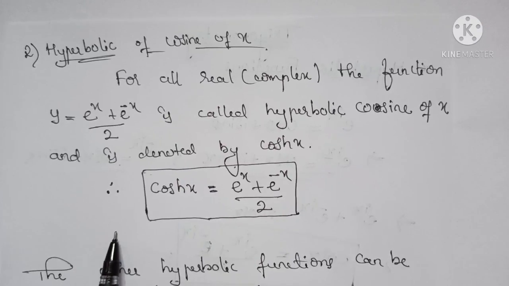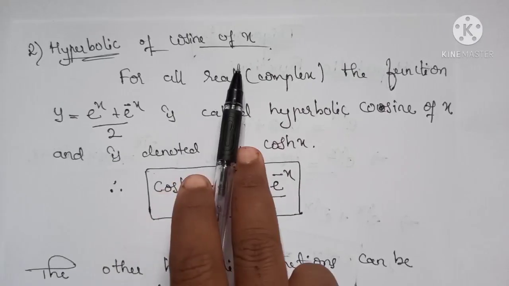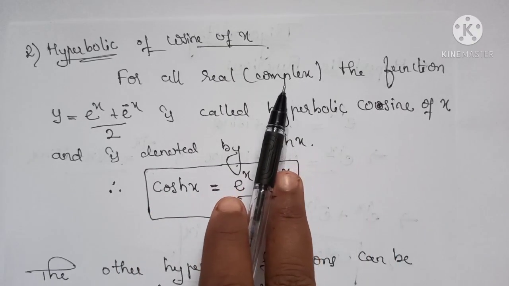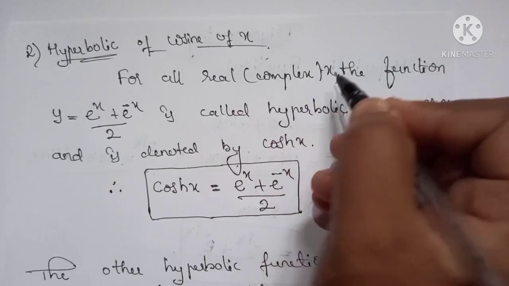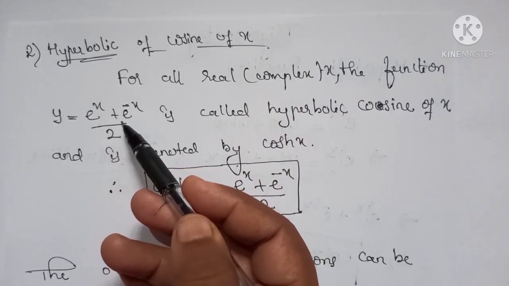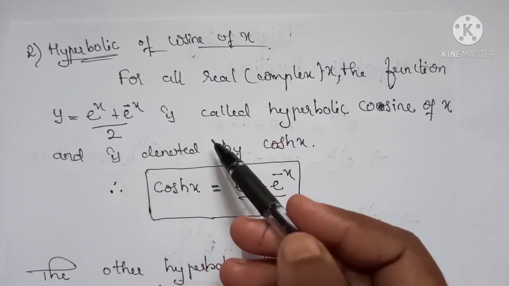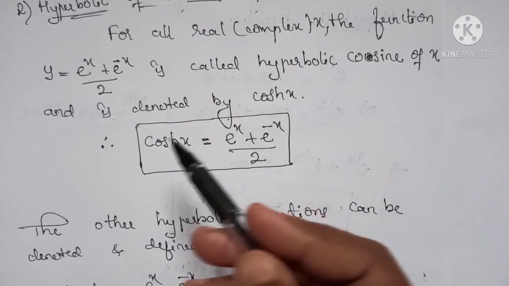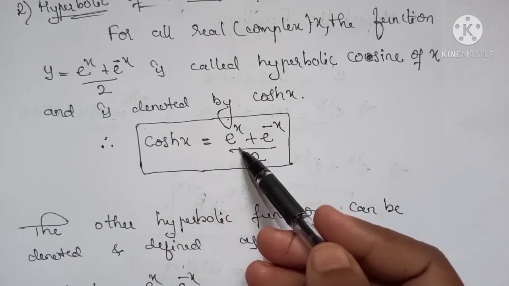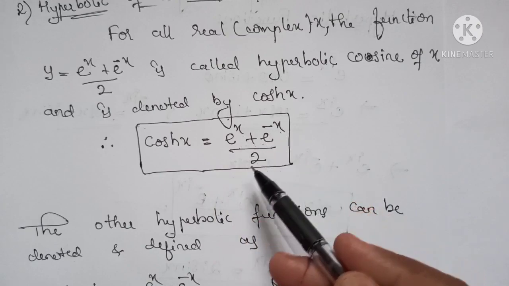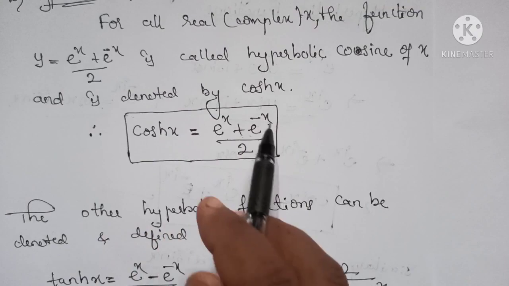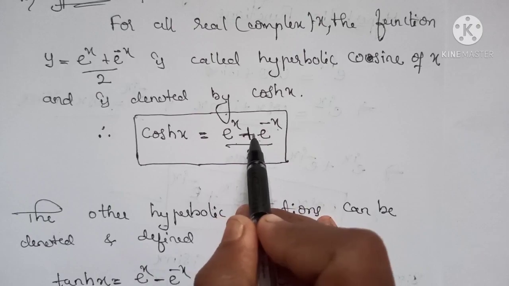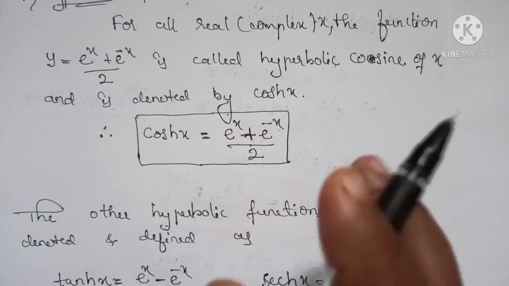So similarly, we define hyperbolic cosine of x as: for all real or complex x, the function y equals e raised to x plus e raised to minus x divided by 2 is called hyperbolic cosine of x and is denoted by cos hx. Therefore cos hx equals e raised to x plus e raised to minus x divided by 2. So this is almost similar to sin hx, but the only difference is the sign. In sin hx we get minus, here we get plus.